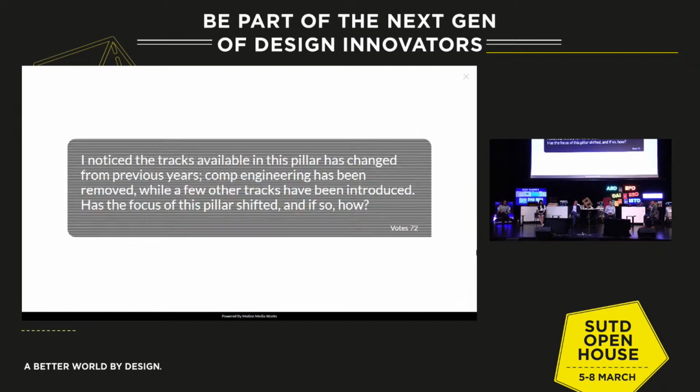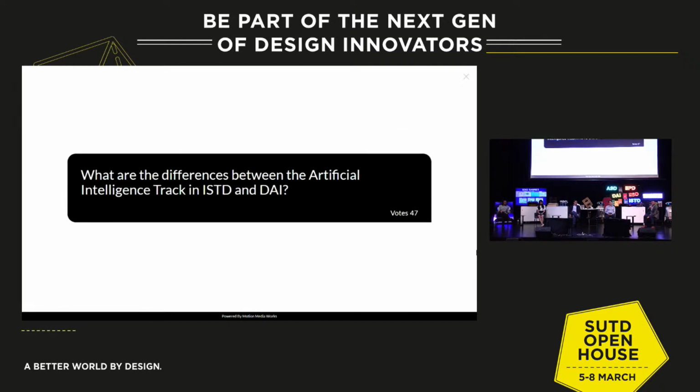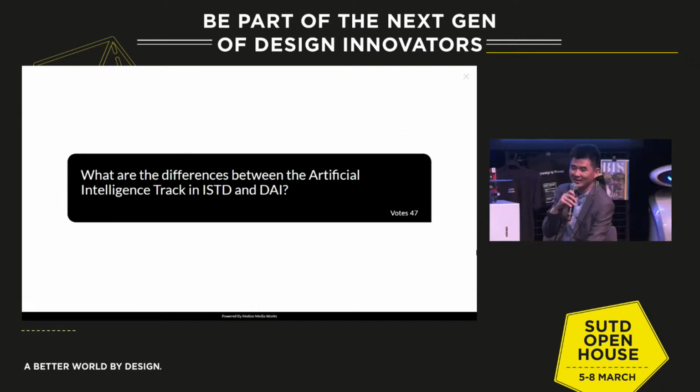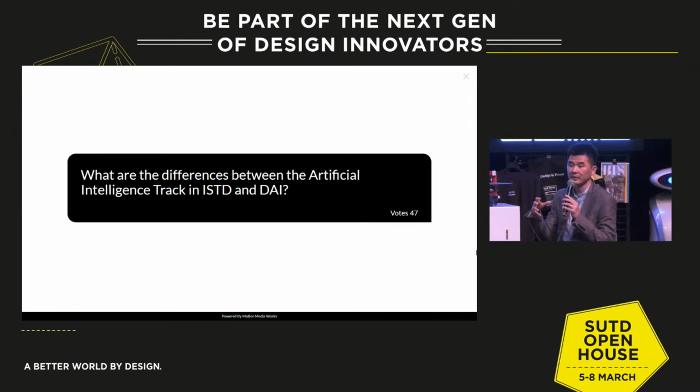Next question, maybe. What are the differences between the AI track in ISTD and DAI? I think if you think of ISTD, as I mentioned, it's a computer science curriculum. When you come in, you learn the basics of computer science and computing. Then you have a choice to go into specialization. AI is one of the specializations where you look at computing algorithms and fundamentals related to AI.